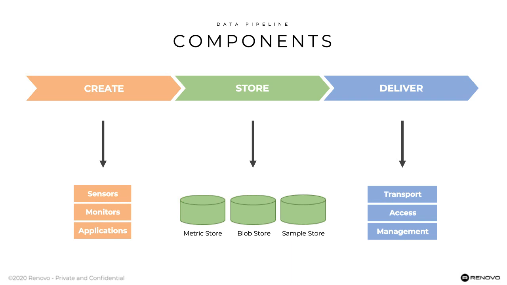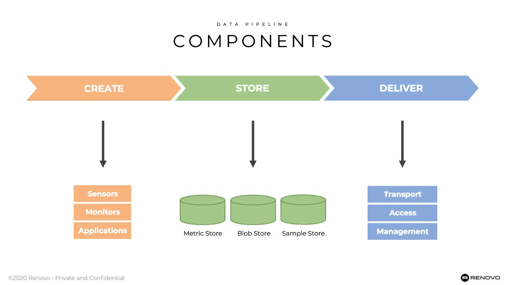In the storage phase, we're able to store into a number of different types of databases. One is a metric store, which is primarily structured data, mostly numerics, although some string data, but it's generally characterized by being structured data. We have blob storage, which are large data, like camera frames or LiDAR point clouds. Often it's structured, but often it's unstructured, things like JSON objects or metadata. And finally, we have a sample store.